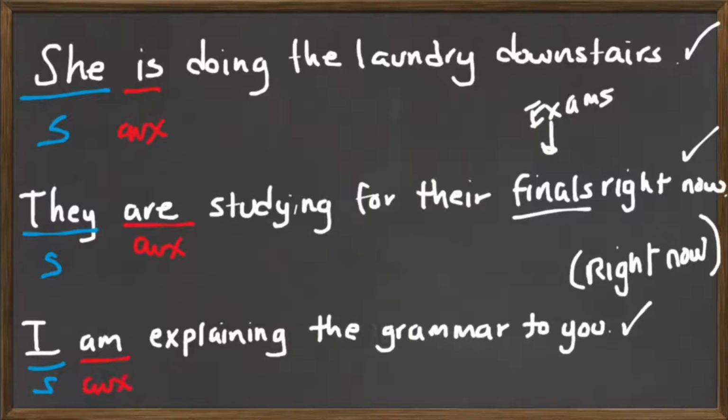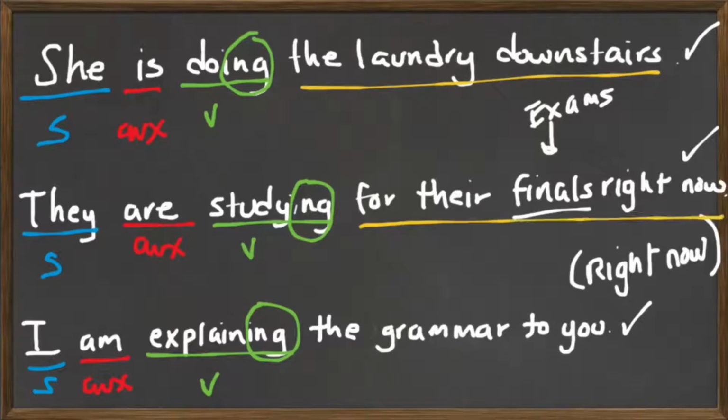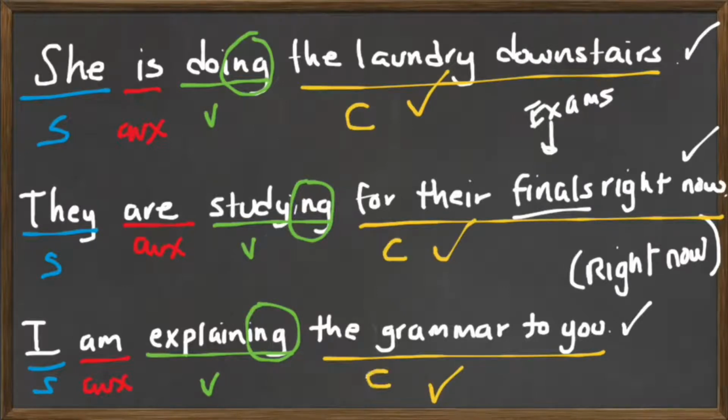Do we have a verb plus ing? We have doing, studying, and explaining. So yes, the verb plus ing is present in all the examples. And to complete the idea, in all examples we have the complement: the laundry downstairs, for their finals right now, and the grammar to you. Complement, complement, complement.